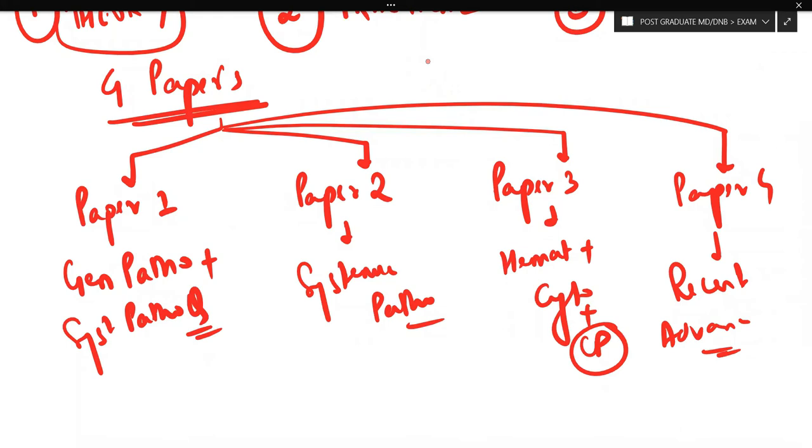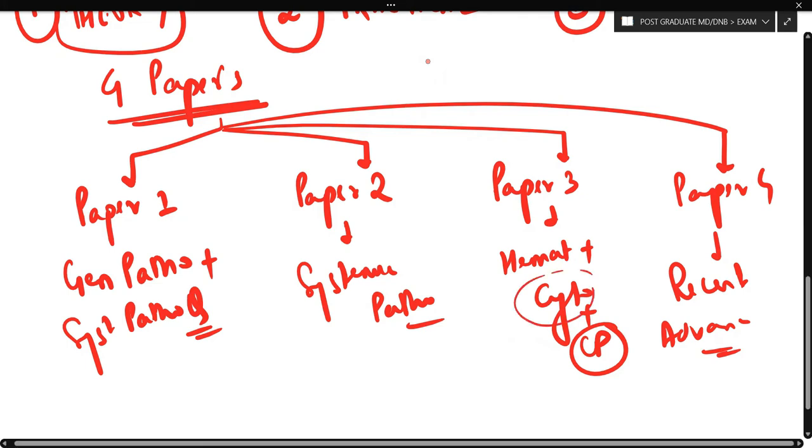Now, in some universities, what happens is that hemat is included in paper 1. Or, for example, questions from cytology are included in paper 1. Certain questions even from clinical pathology, along with that, there is something called tissue processing. Tissue processing questions or questions on the basic stains can be asked any and everywhere.